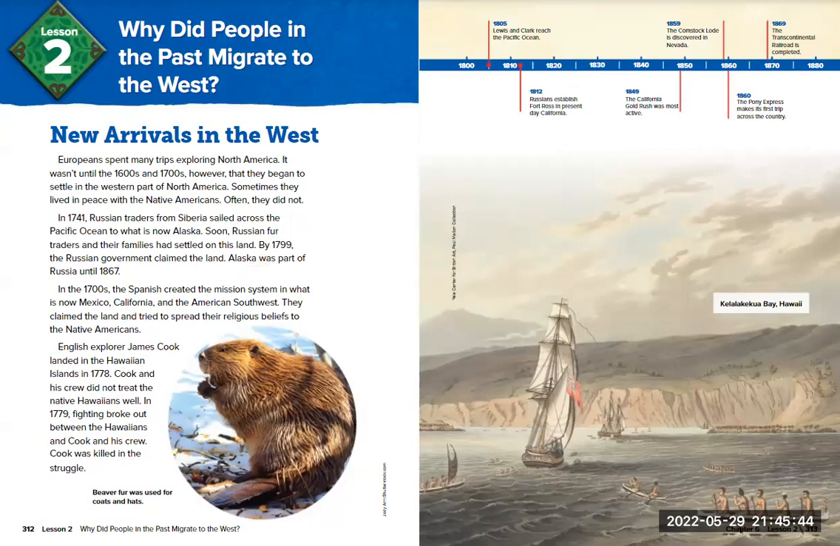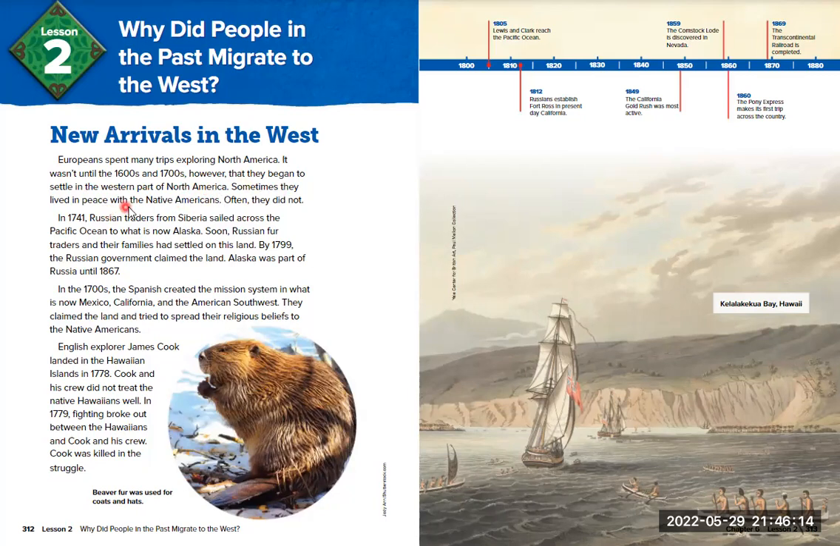We are on textbook page 312, lesson 2. Why did people in the past migrate to the West? We're going to read the title, and then we're going to read the image, the caption for the image, and the timeline. New arrivals in the West. Europeans spent many trips in North America. It wasn't until the 1600s and 1700s, however, that they began to settle in the western part of North America.